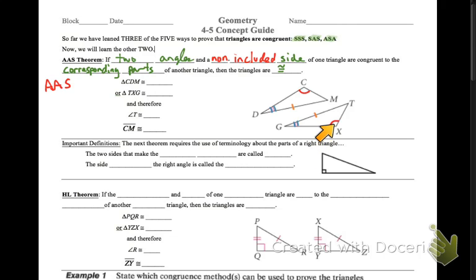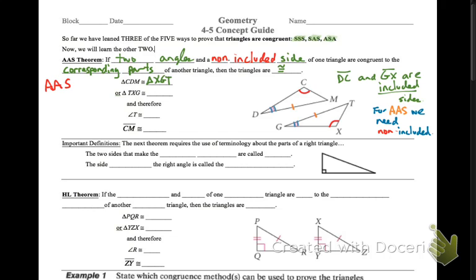If we're going in this order, it's angle, angle, side. It would be side, angle, angle as well, but we're not going to call it that. We're going to go angle, angle, side. So then we can say that triangle CDM is congruent with triangle XGT, or we could say it a different way, as long as we have corresponding parts matching up.